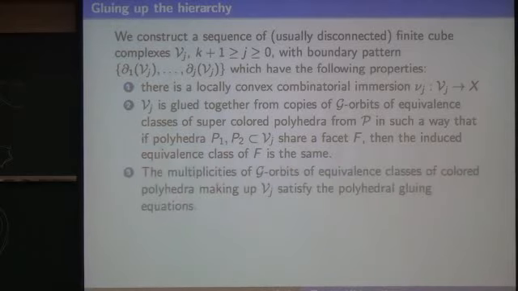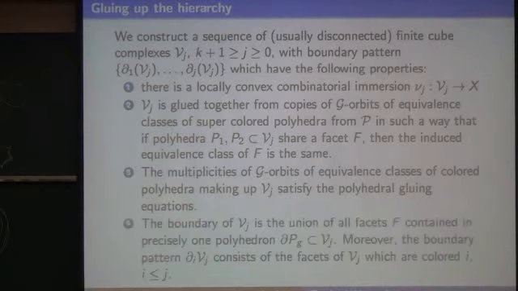So you proceed inductively this way. And all the multiplicities of the g orbits of the colored polyhedra making up Vj will satisfy the polyhedral gluing equations. And the boundary of Vj is a union of facets containing precisely one polyhedron. So when you're gluing everything up in pairs at each stage, what's the boundary will be all the facets that haven't been paired up at the jth stage.